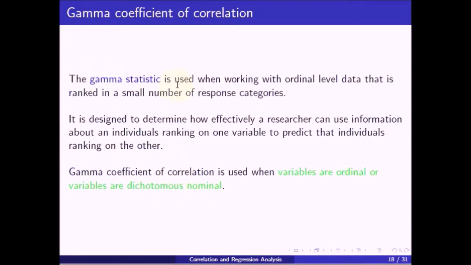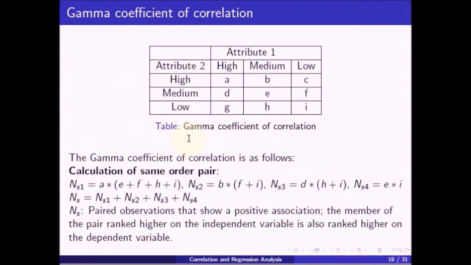Now the gamma statistic is used when working with ordinal level data that is ranked in a small number of response categories. It is designed to determine how effectively a researcher can use information about an individual's ranking on one variable to predict that individual's ranking on the other. The gamma coefficient of correlation is used when variables are ordinal or dichotomous nominal.